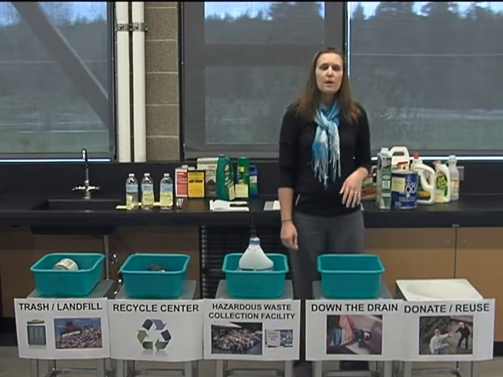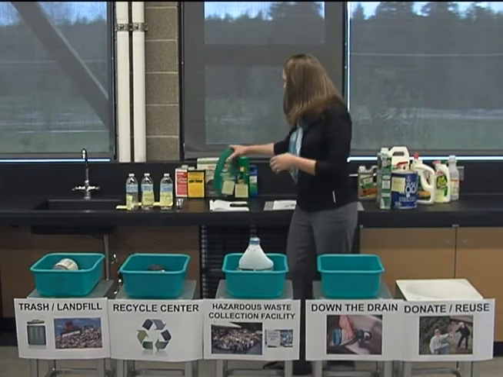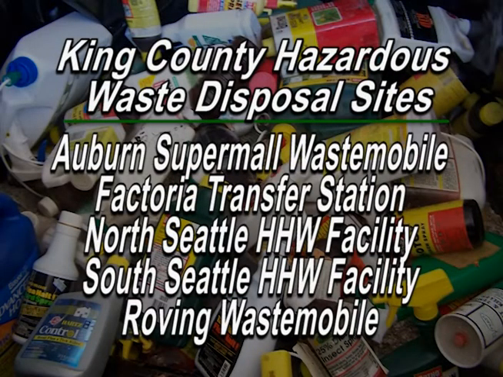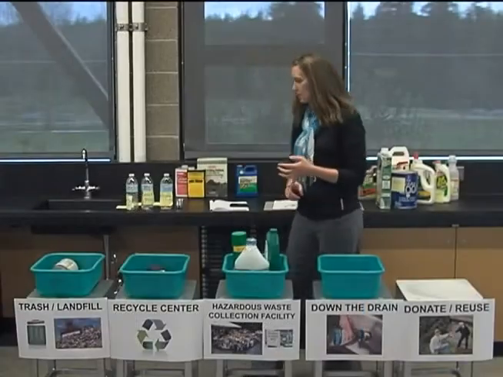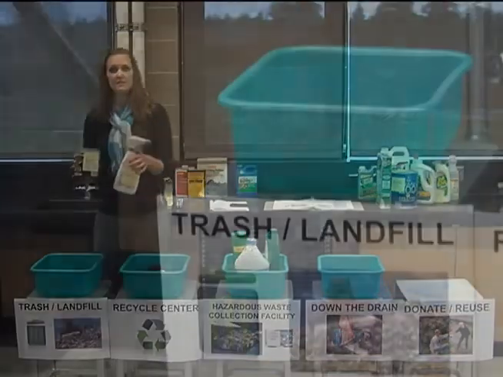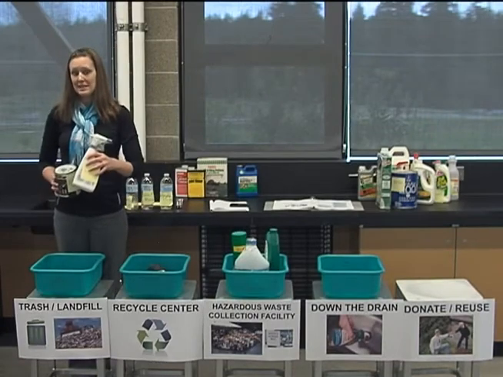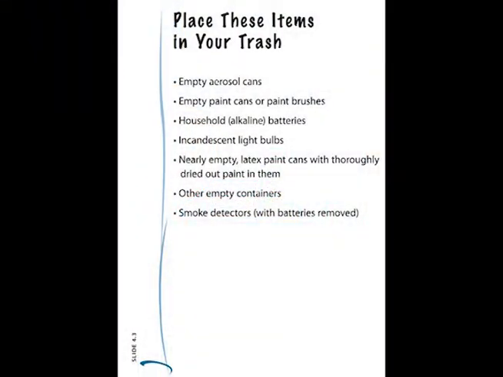Partially full or full containers with caution, warning, danger, or poison on the label, such as these, go to the local hazardous waste collection facility. You can use slide 4.2 to show students more examples of items accepted at these facilities. Only empty containers and completely dried out paint cans, such as this, should go in the trash for the landfill. Students should only have placed products labeled empty in this bin. You can show students slide 4.3 for a summary of other items that can go in the trash.